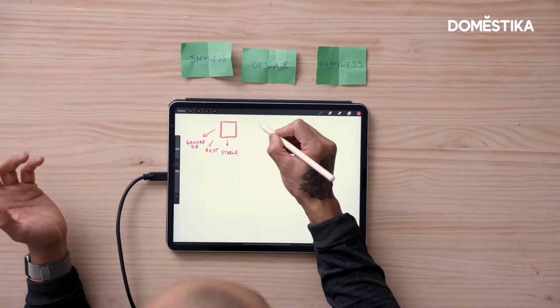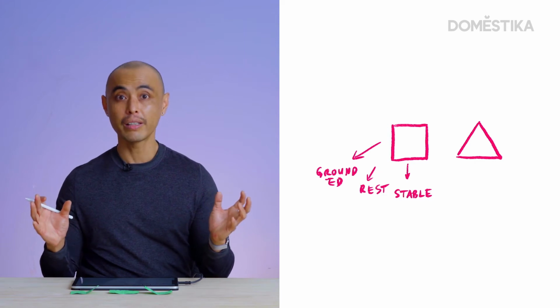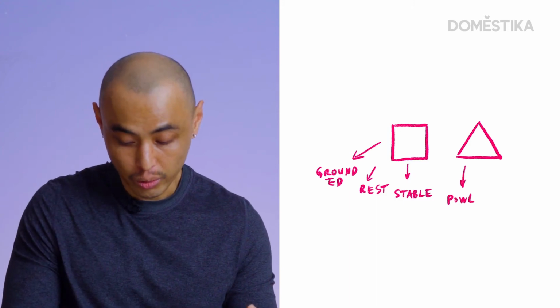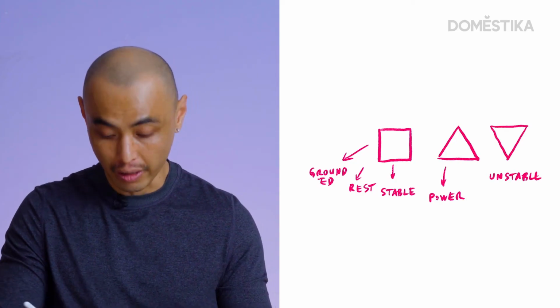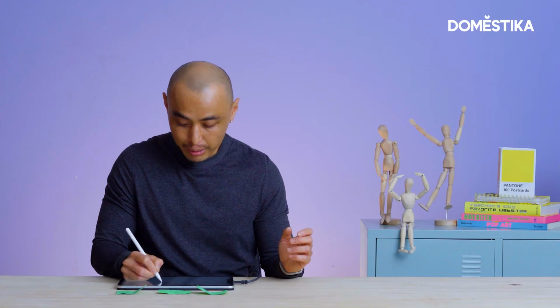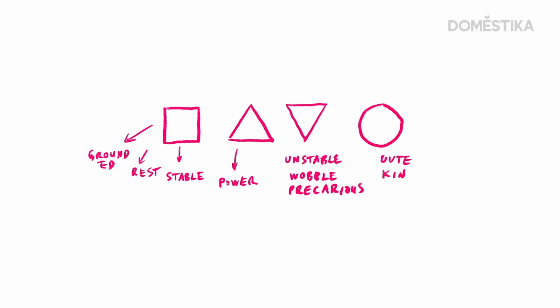The next shape is a triangle. The triangle is really similar to the square in the sense that they share a lot of these descriptors. But another word that I want to add for a triangle is the word power. The cool thing about the triangle is if you invert it, then all of a sudden, all of these words become subverted. So instead of it being a stable object, if we put the triangle on its point, all of a sudden it becomes unstable, wobbly, and precarious. And then last but not least is the circle. And I think circles are pretty much cute, cuddly, kind, and I'll just say approachable.